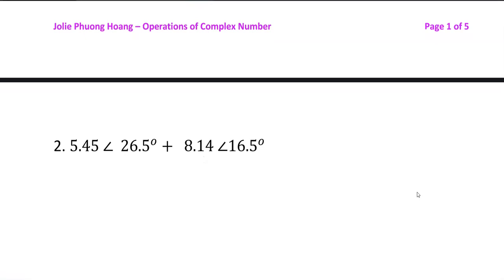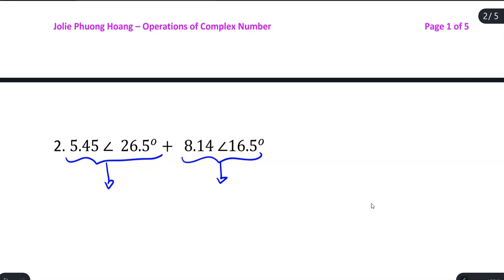So this question is asking me to add these two complex numbers, but again it's given in polar form. Okay, so when it's given to us in polar form, the only way for us to add these two complex numbers is to convert them to rectangular form. So I will convert this to rectangular form. I will also convert this to rectangular form.